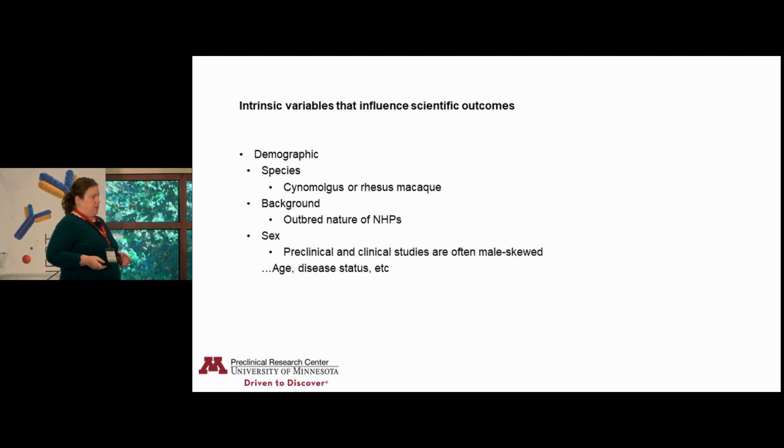Next, I want to talk about, in addition to getting the correct kit and understanding how it performs in your hands, looking at some of the intrinsic variables that can influence your scientific outcomes. These are demographic variables, such as species. In our case, we use both cynomolgus and rhesus macaque, which have some inherent species differences. Their background, so NHPs are outbred. It's not like your inbred mouse strains. And sex. Preclinical and clinical studies both tend to be male skewed. And then there's, of course, things such as age, disease status, origin, things like that.